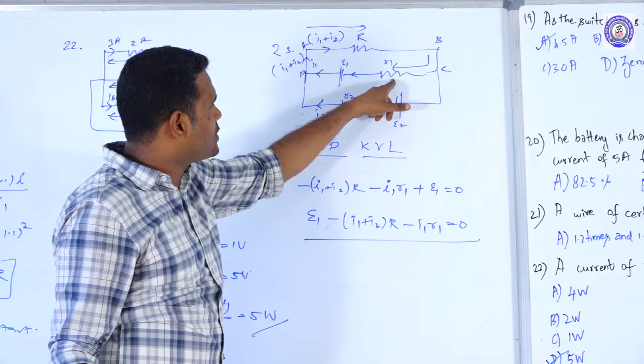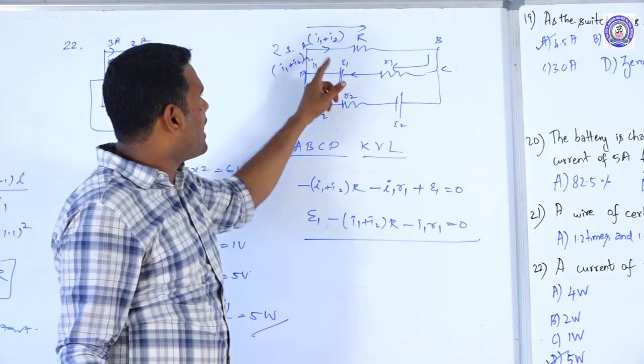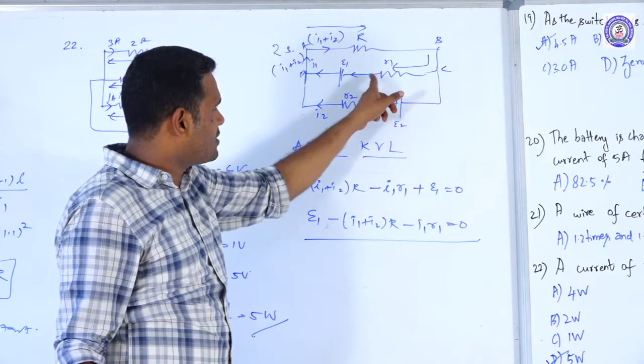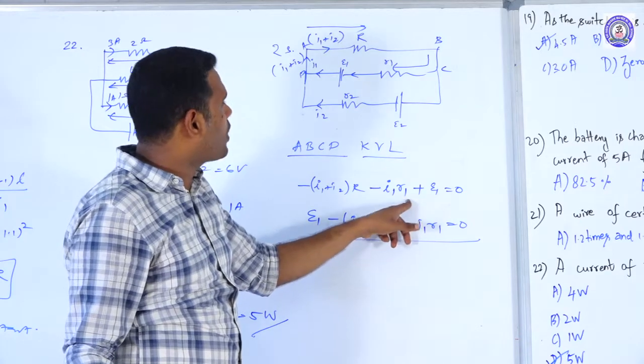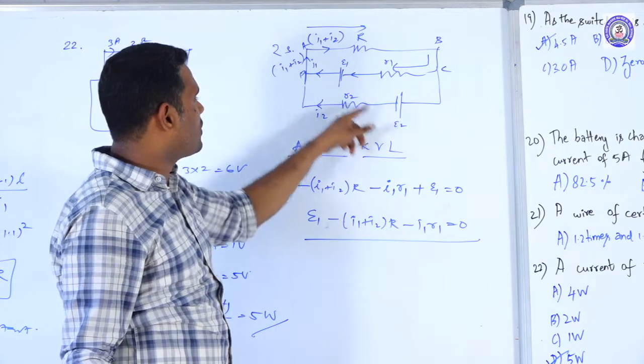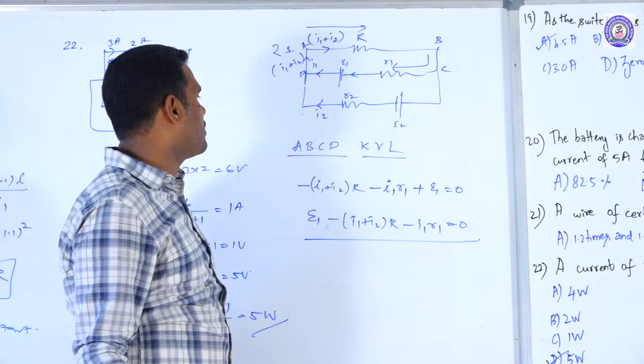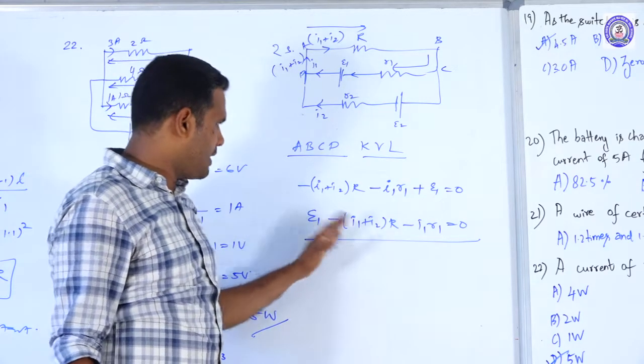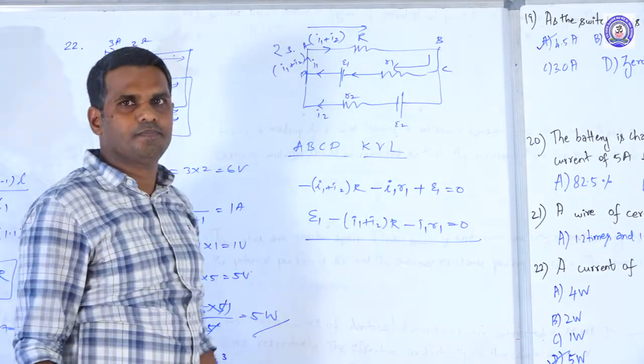As I go through this path, current is I1 and the direction of travel is along the direction of current. So minus of I1 R1 plus, low potential to high potential, positive E1. This is equal to 0. So on rearranging this expression, I will get the first option.